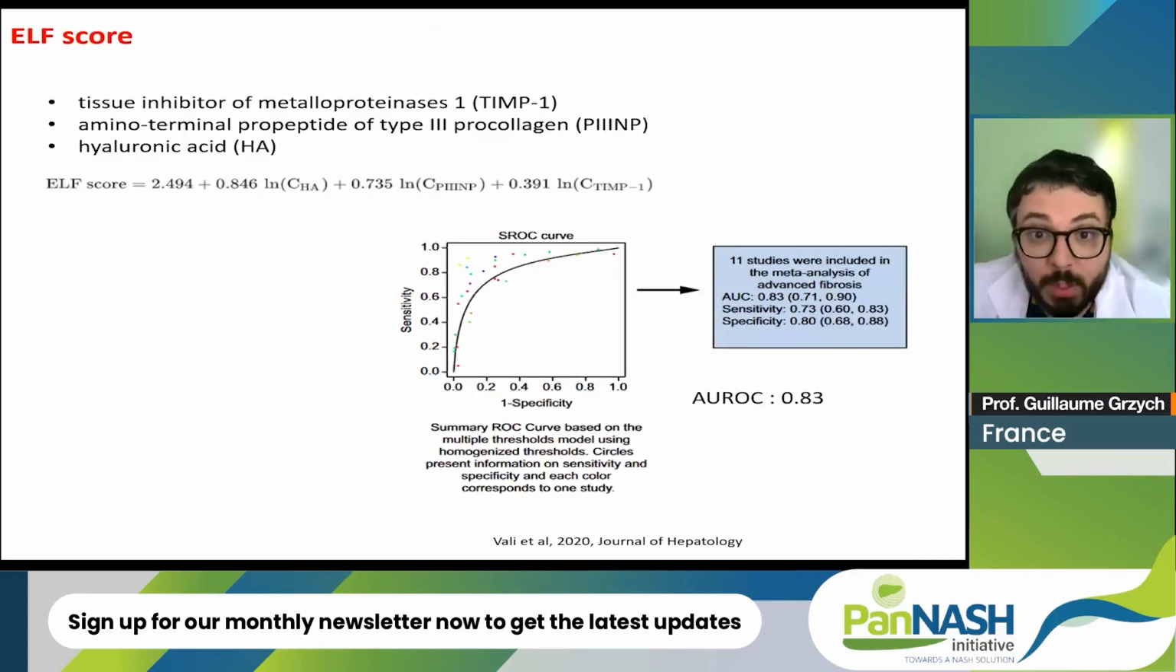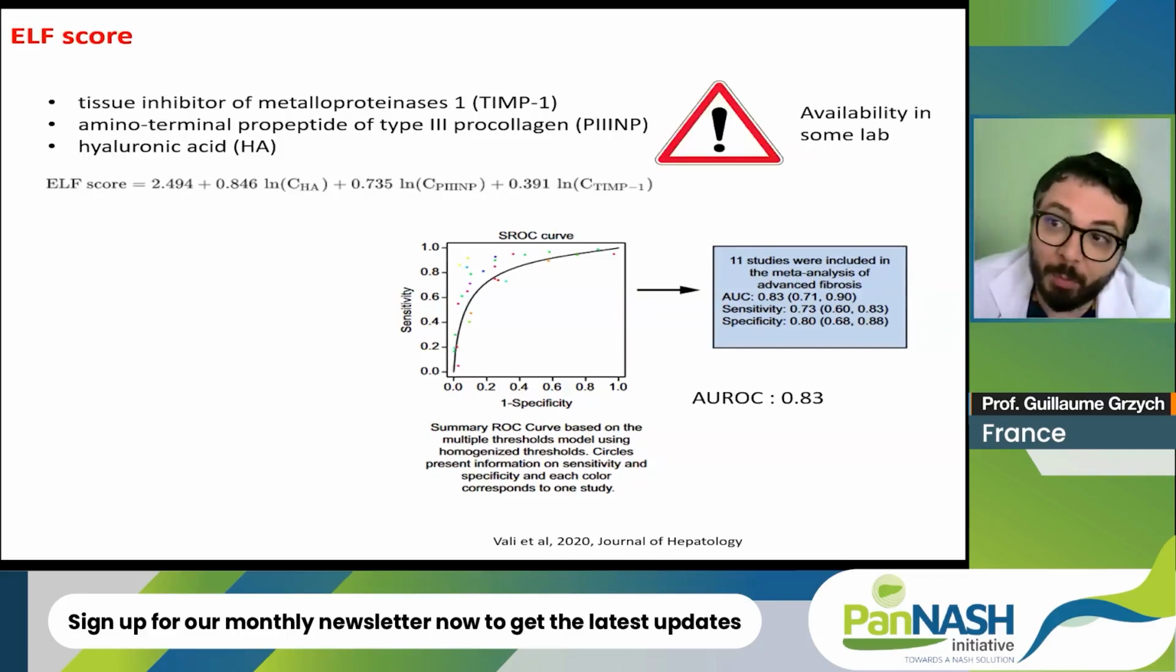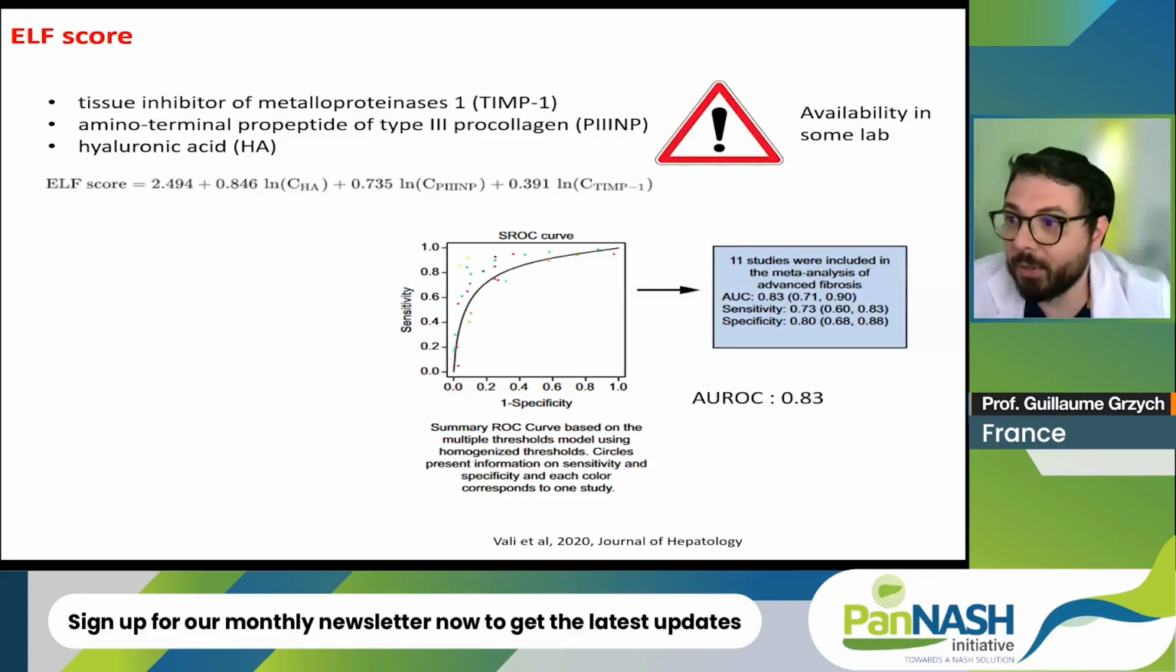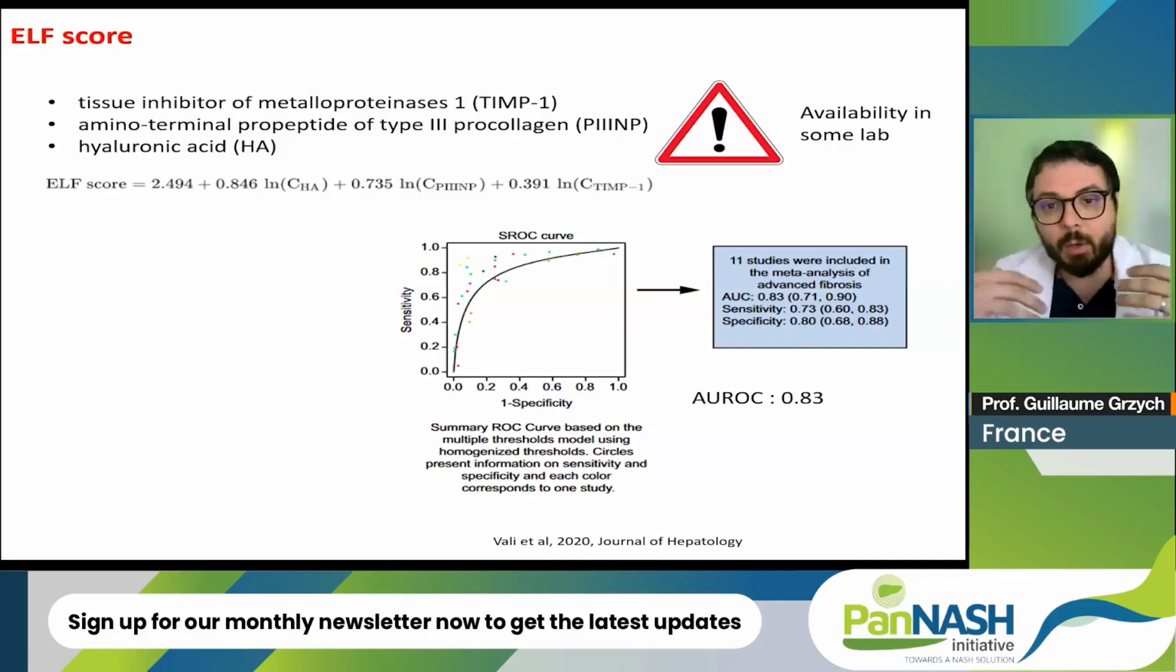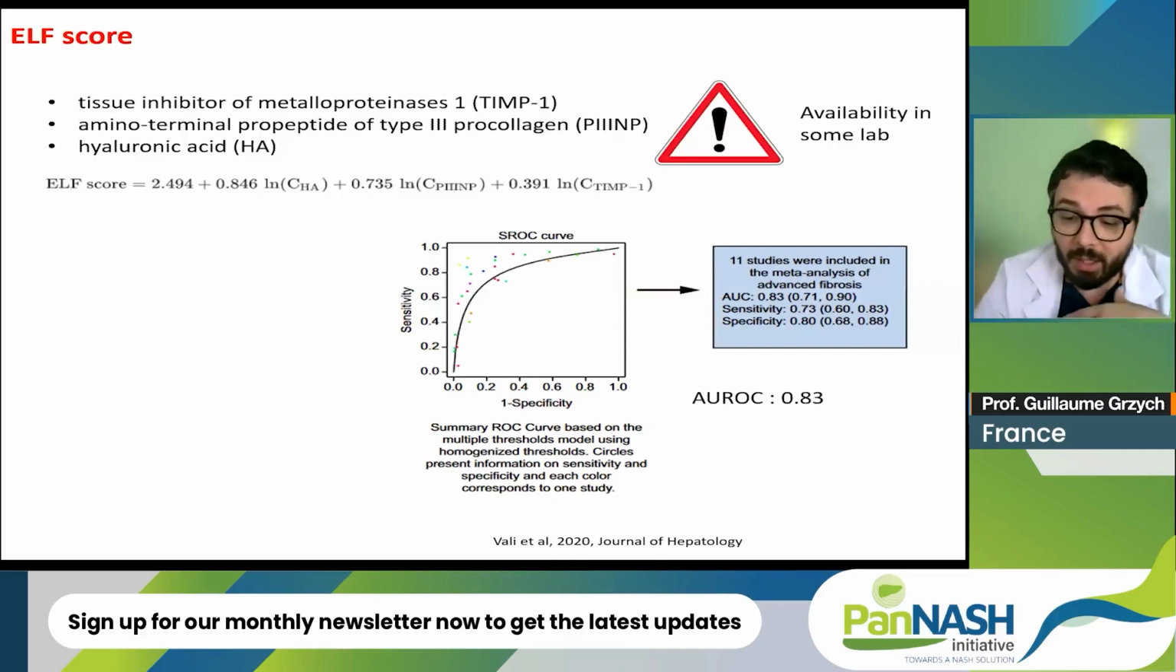Performance is pretty good here, with an area under the curve around 0.83 in the meta-analysis. The meta-analysis on the validation of this score is pretty good for fibrosis. But the major issue is the availability of the markers. These markers could be very difficult to measure in the laboratory. They are not included, for example, in big automatic analytical devices. So you need a specific lab in your hospital to be able to measure them. So it could be difficult for some screening and availability.